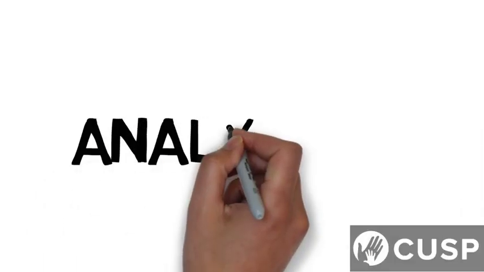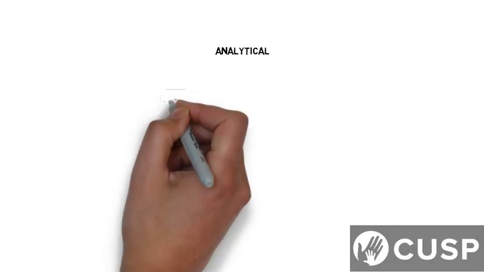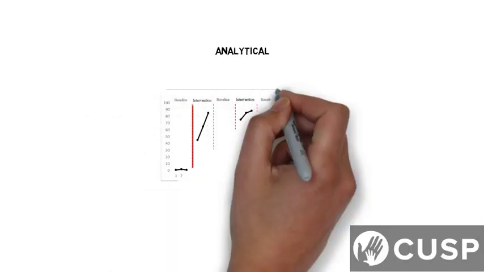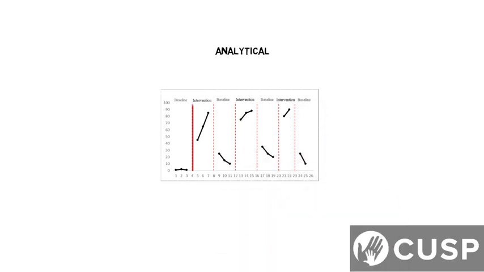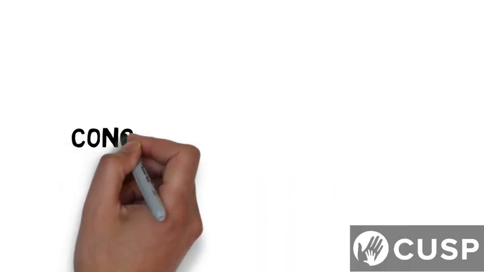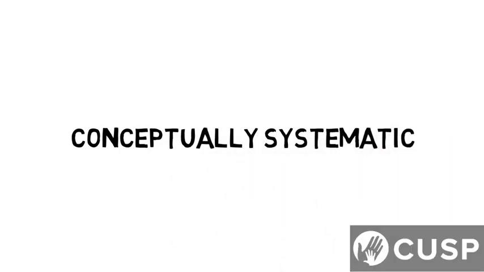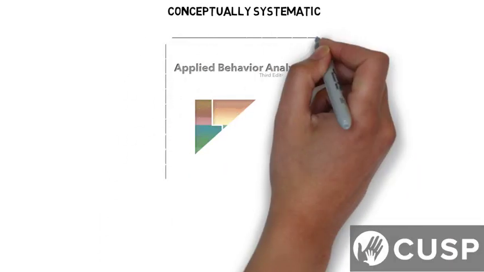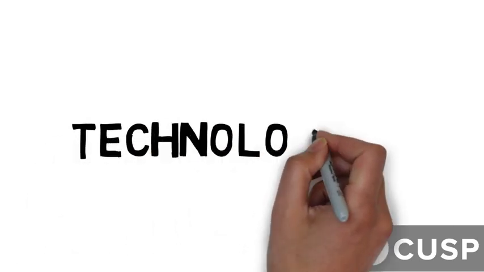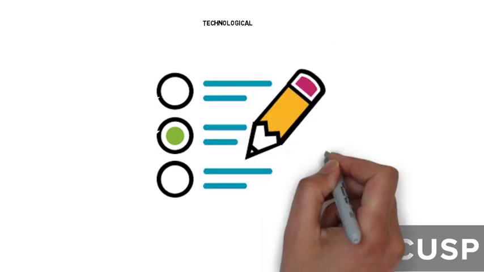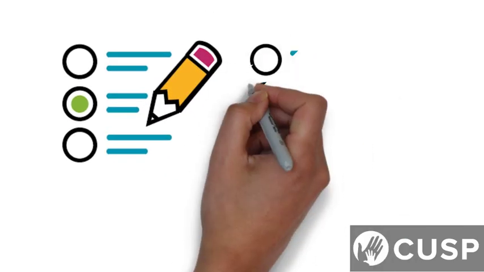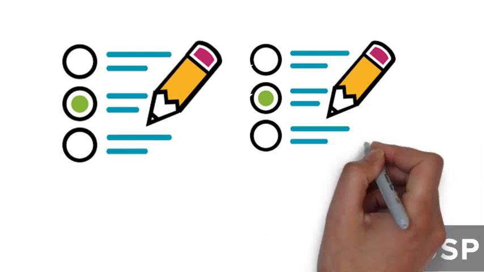Analytical. Here we determine if there is a functional relationship between the treatment or independent variable on the subsequent target behaviors or dependent variable. Conceptually systematic. The interventions used are derived from established principles of behavior analysis. Technological. The treatment plan is written with sufficient detail that it can be implemented consistently across multiple people. This will also allow behavioral practitioners to assess whether treatment is implemented with fidelity.